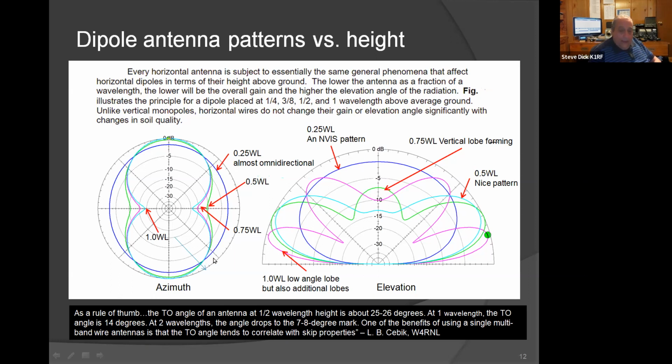And in azimuth, what happens is, if you're only a 1/4 wave off the ground, it looks pretty omnidirectional. As soon as you get half wave off the ground, you start getting the hourglass shape. And as you get higher and higher off the ground, the hourglass gets narrower at the center, which is generally a good thing. You tend to have more rejection off the sides.